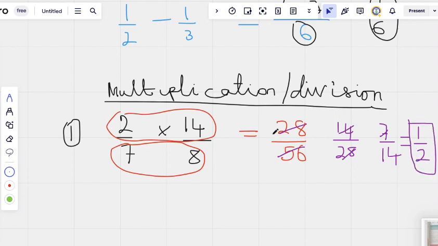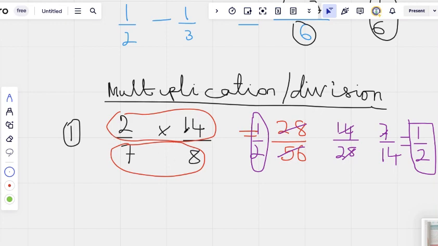Okay? But if you already know, you can just say 28 to 28, you get 1. 56 divided by 28, you get 2. So if you know already, you can just go straight to the answer, 1 over 2. However, a shorter way for multiplication is that in multiplication, we can cancel.